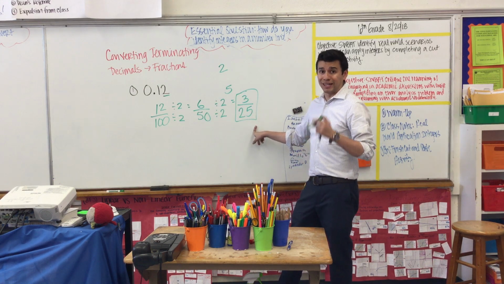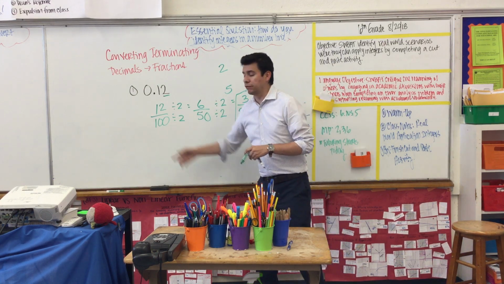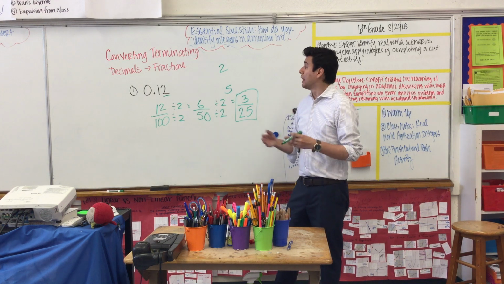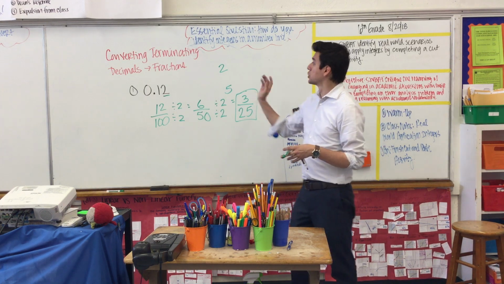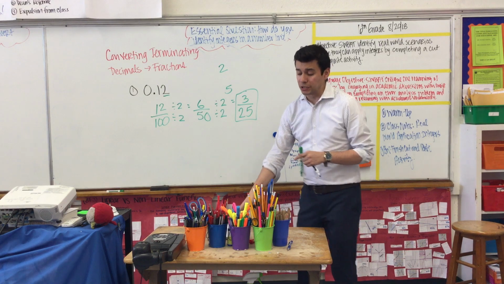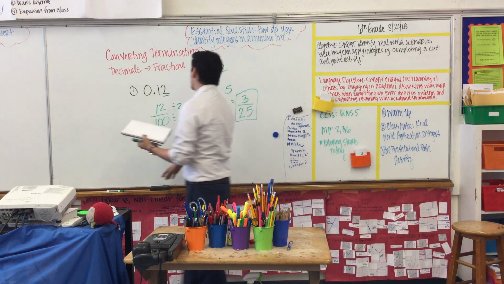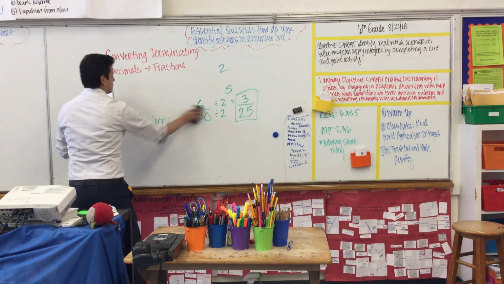This will give you full credit on an exam or quiz. This one will give you half credit because you have to reduce it. And that's it. That's how you convert a terminating decimal into a fraction. Let's do one more. Well, two more. Let me erase this.